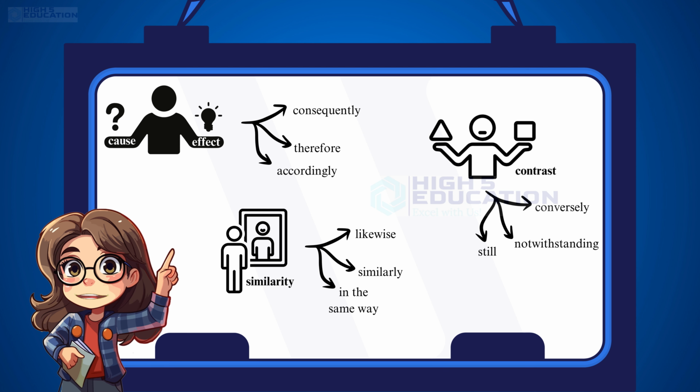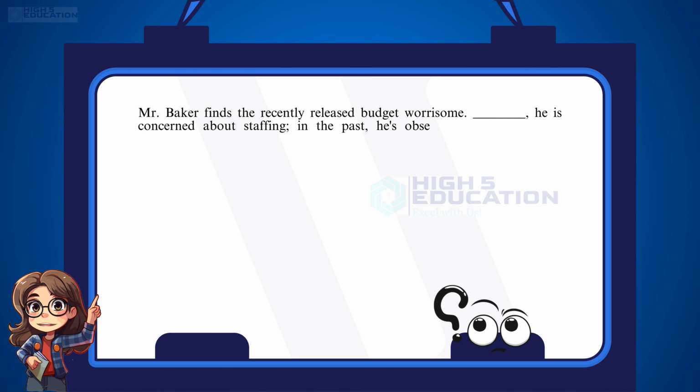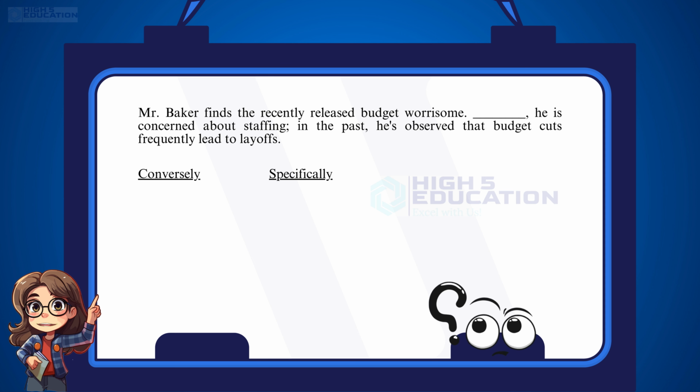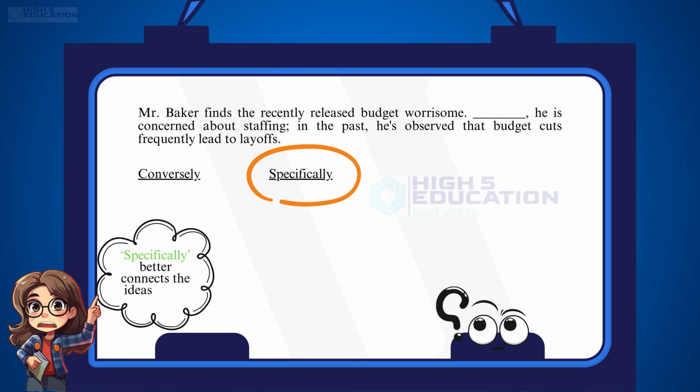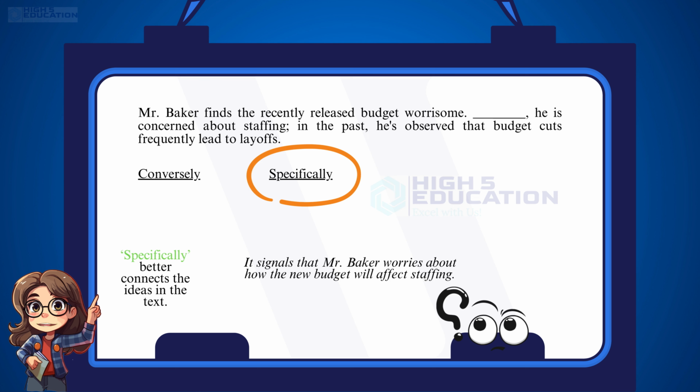Now let's learn with an example. Mr. Baker finds the recently released budget worrisome. Blank, he is concerned about staffing. In the past, he's observed that budget cuts frequently lead to layoffs. Specifically better connects the ideas in the text. This adverbial conjunction signals that Mr. Baker worries about how the new budget will affect staffing.